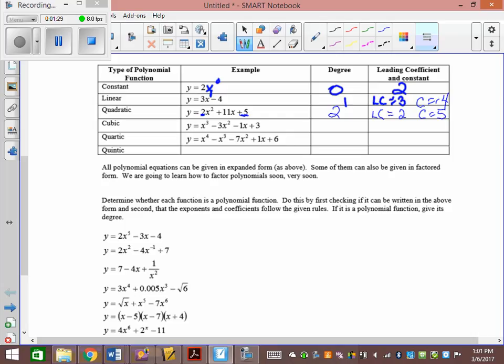Cubic is degree 3, because the largest exponent is 3. If I don't have a number in front, what's my number in front? 1. So my leading coefficient is 1. And +3 is my constant. This one's degree 4. The leading coefficient is 1. And the constant is 6.